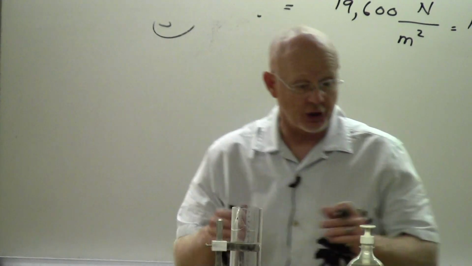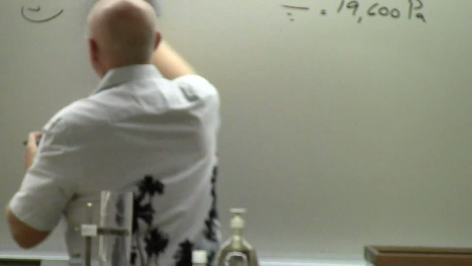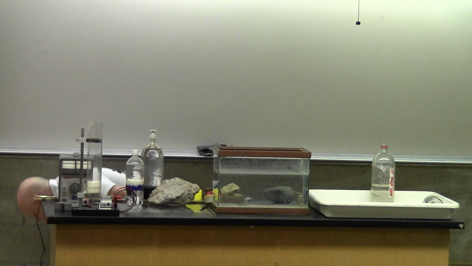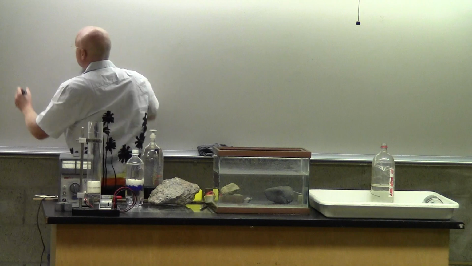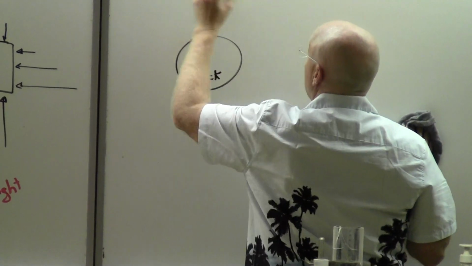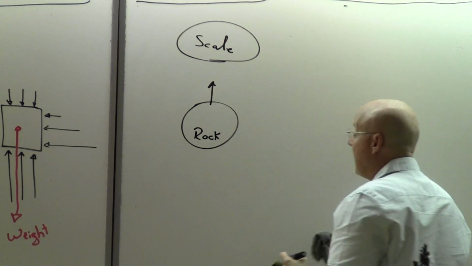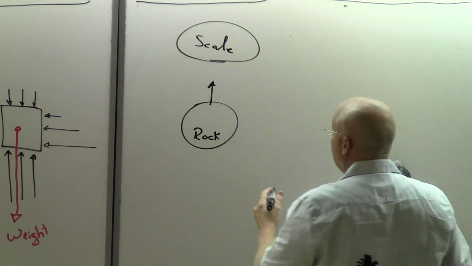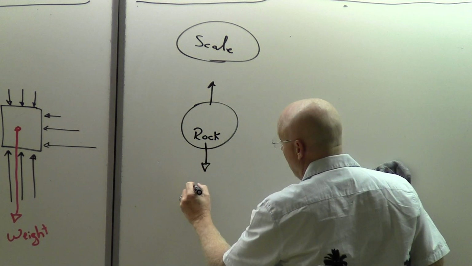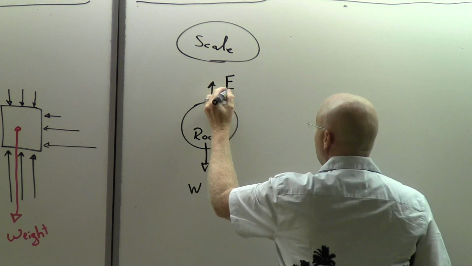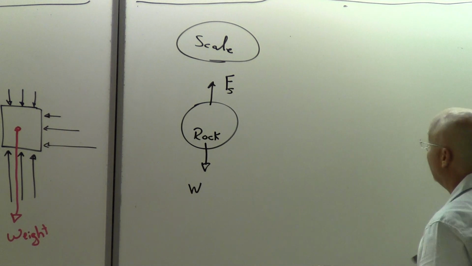If I were to draw a picture of this, and I'll take us back a couple of chapters to our free body diagrams. If I were to take then this rock, and right above it I have a scale, and the scale really reads how much is pulling up, because the rock is being pulled down by its weight. And let me just say F for the force on the scale, F sub S.